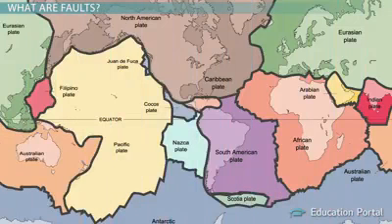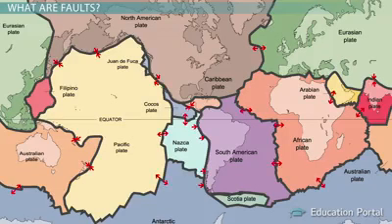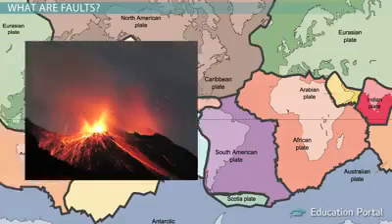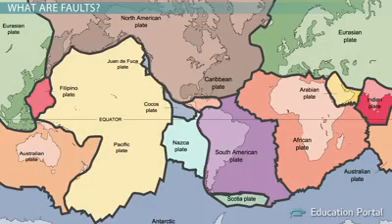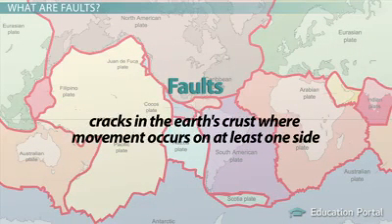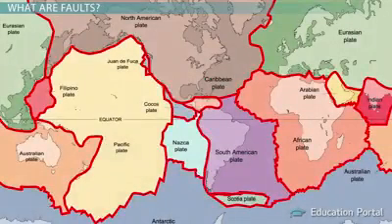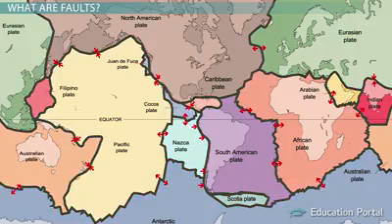The movement of the plates is incredibly slow, but since the plates are so big, when they bump into and rub against each other, we get massive events like volcanoes and earthquakes. And along these plate boundaries we find faults. Faults are cracks in the Earth's crust where movement occurs on at least one side. So in order for a crack in the ground to be a fault, one side or the other has to move, but sometimes both sides move too.